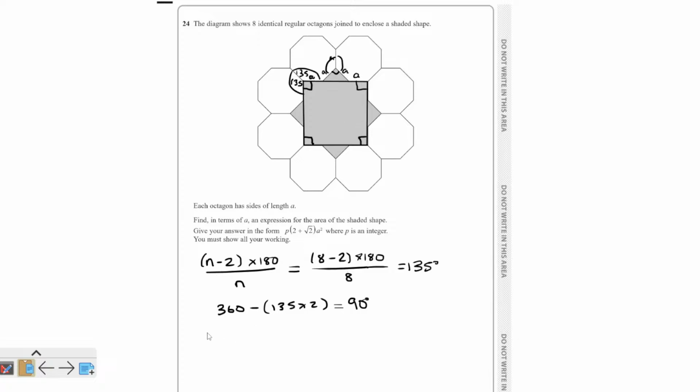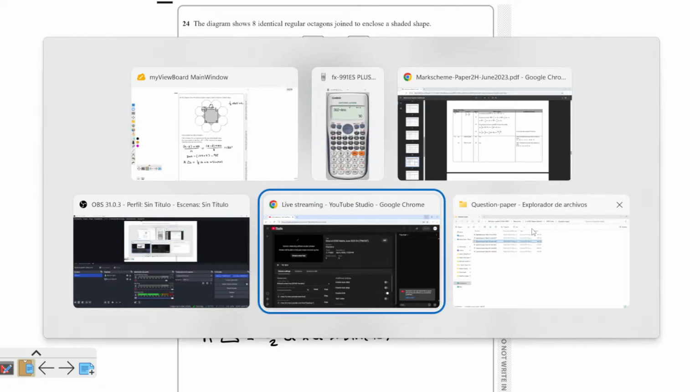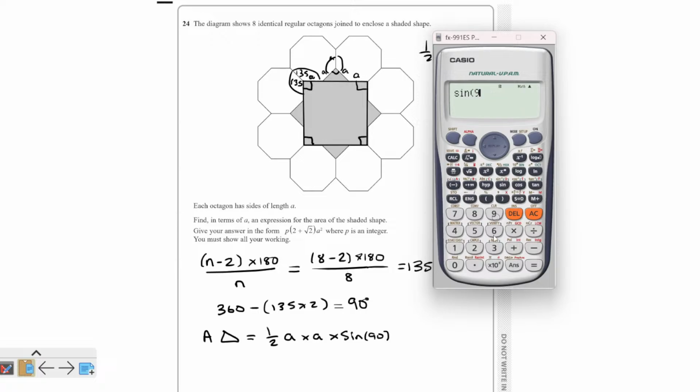So let's do the triangles first. The area of a triangle normally is half base times height, but in this case, because I don't have the perpendicular height, you could work it out, but I think that's just going around the houses. What I would do is just use the trigonometric area of a triangle, half AB sine C. It should be on your formula sheet. So the angle we know is 90, and then sides A and B are the other two sides, aren't they? So that would be half A times A times sine 90, which in our calculator, unless you already have it memorized, is just 1. So that's effectively not there.